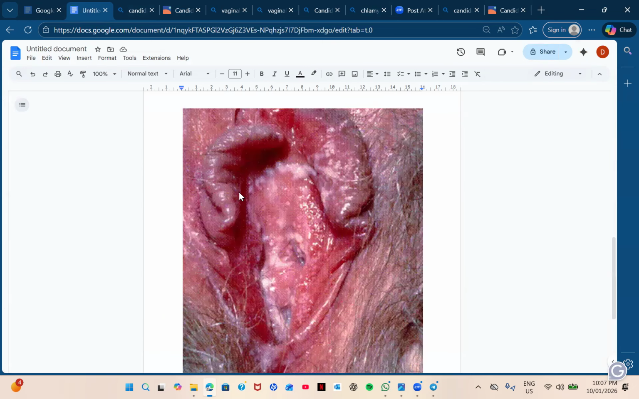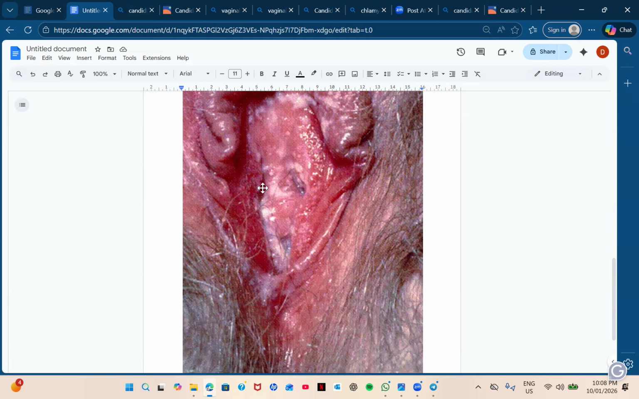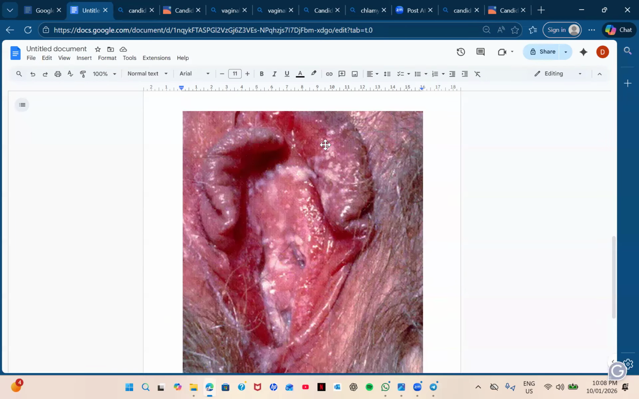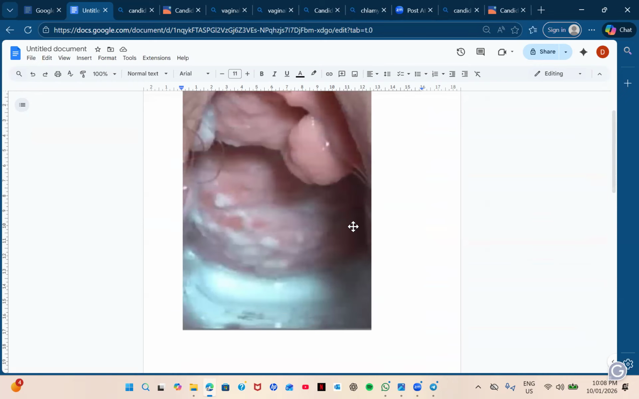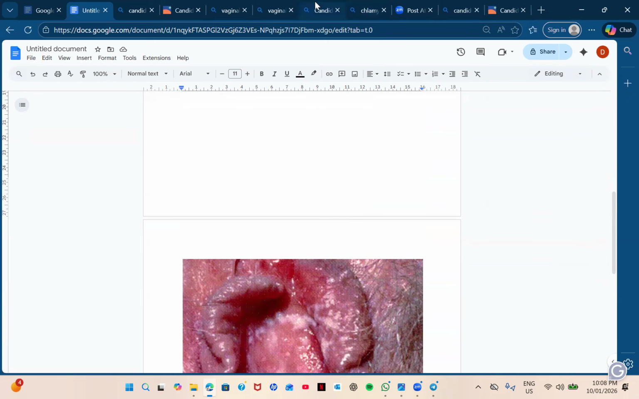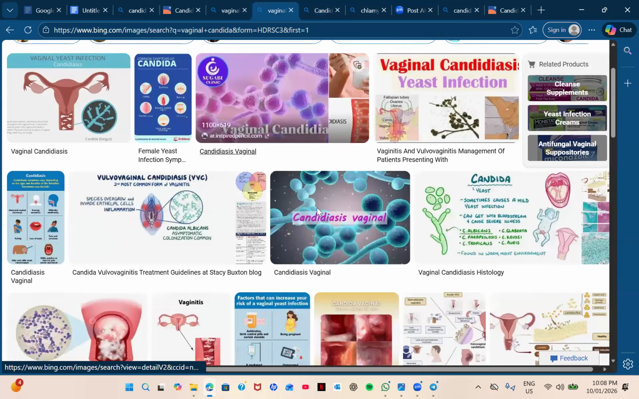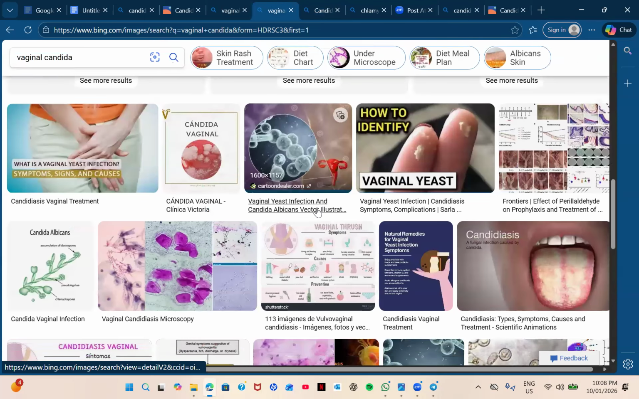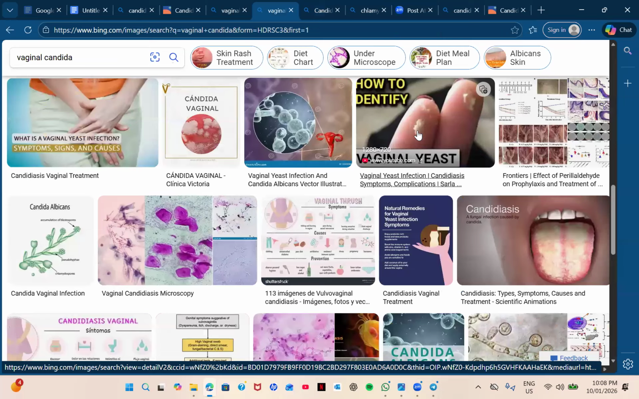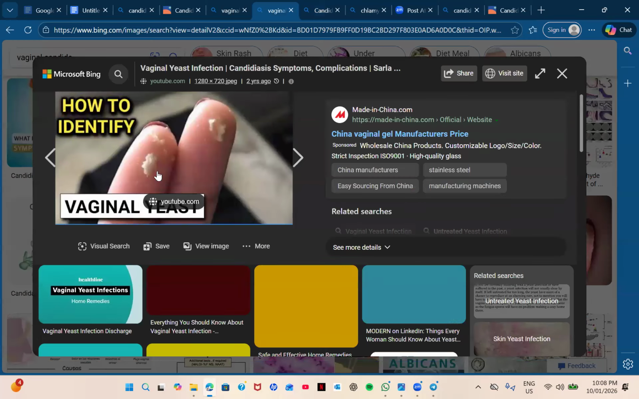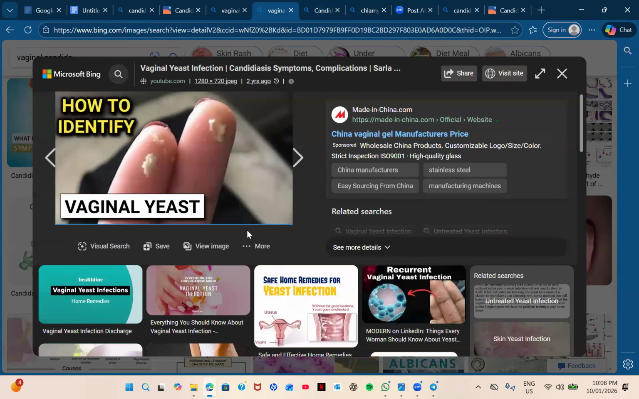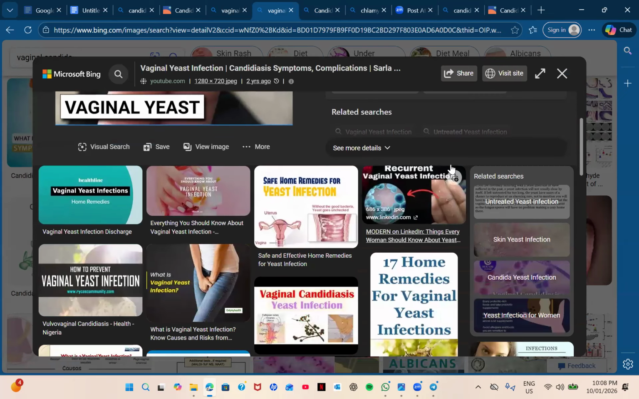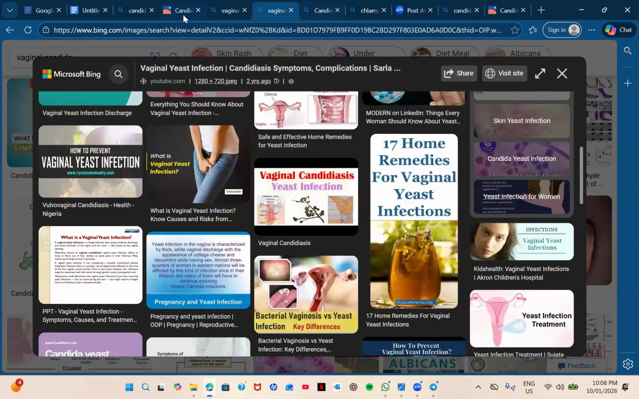Here, sometimes it can appear as this red brick appearance, erythematous and itchy, in the vulva and vagina in some cases, but in most cases it's like cottage cheese. I'll show more pictures. Here is the cottage cheese appearance. You can see this is the actual appearance. Remember it as the cottage cheese appearance.